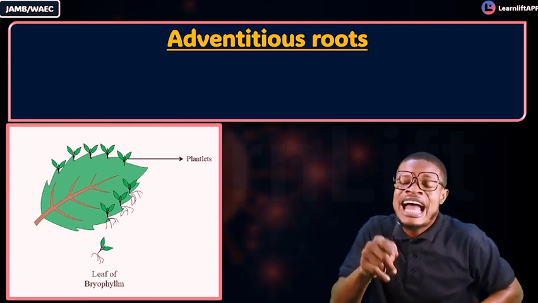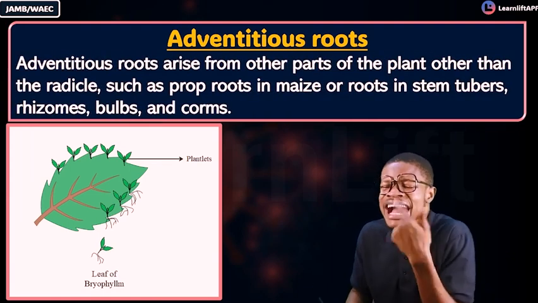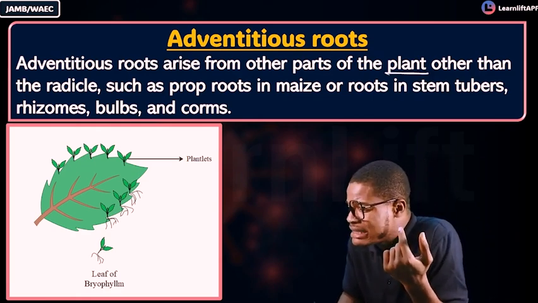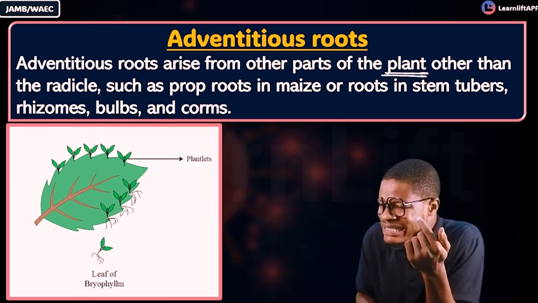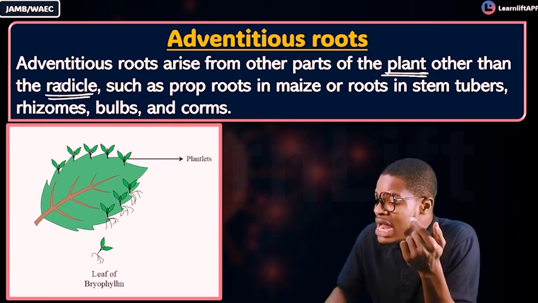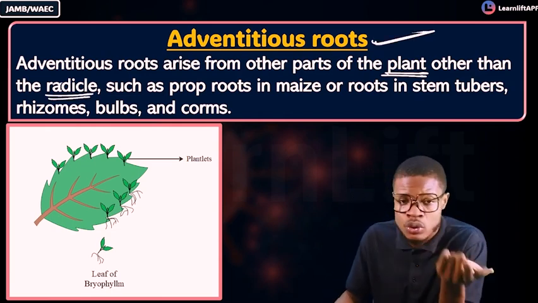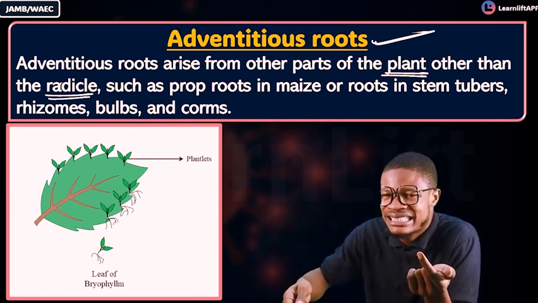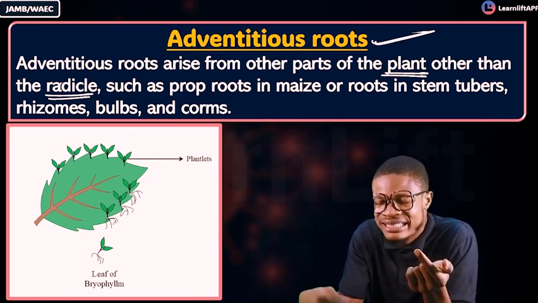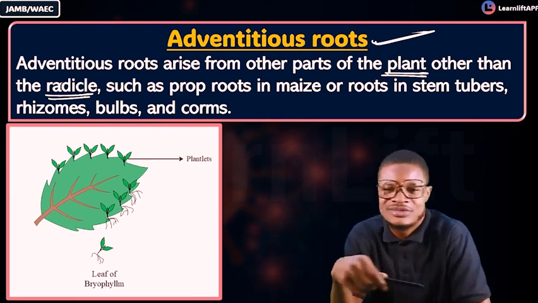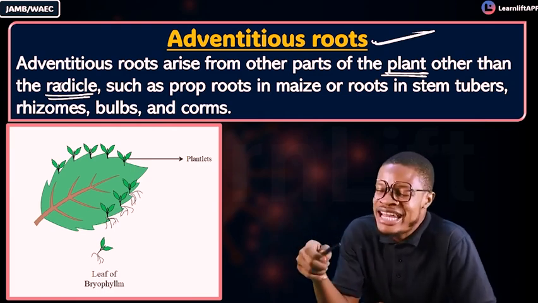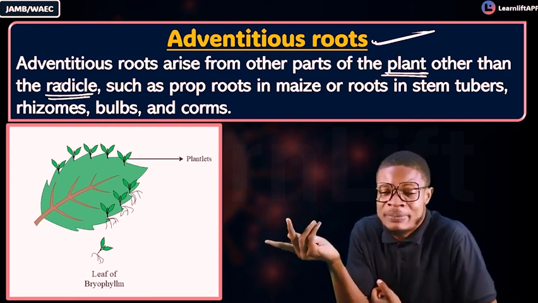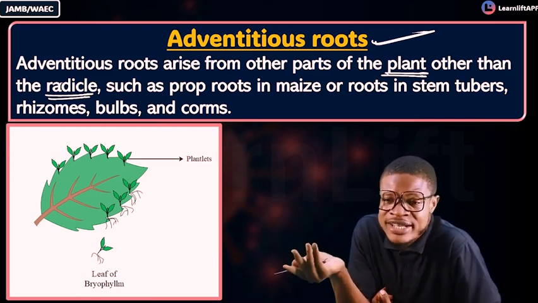Your adventitious roots arise or develop from other parts of the plant other than the radicle. Adventitious roots are roots normally, but they are developing from other parts of the plant and not the radicle. Anything that develops from the radicle is the root. When you develop from any other part of the plant apart from the radicle, what are you? Adventitious roots.